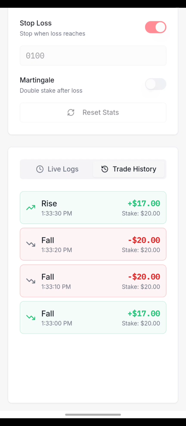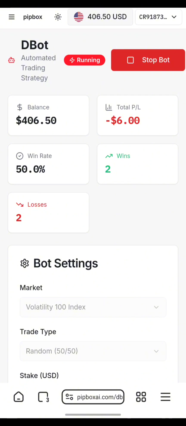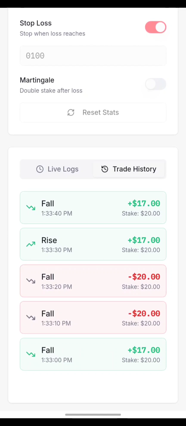And yep, you see we had 2 losses there, but now we are on recovery mode. Let's see, let's recover that. And yep, that loss has been recovered, and we are on our way to hitting 1000 USD.